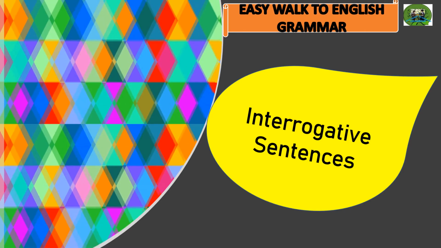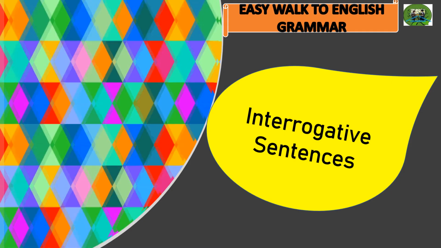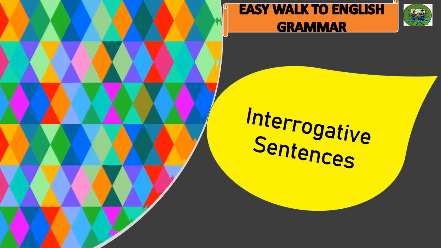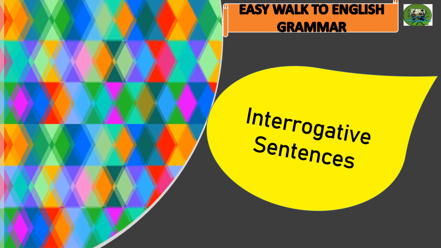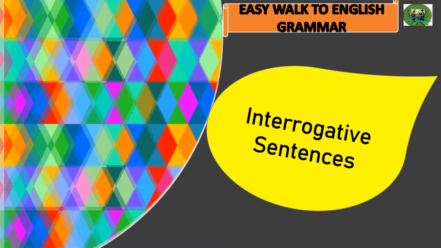Many people find it very difficult to create or to frame interrogative sentences. Interrogative means question, sentences through which we ask a question with the help of have and its forms. Certainly, we will find out a solution for this confusion through this video.